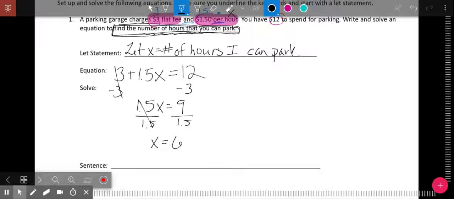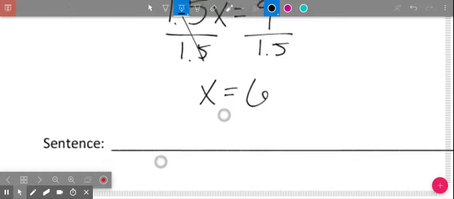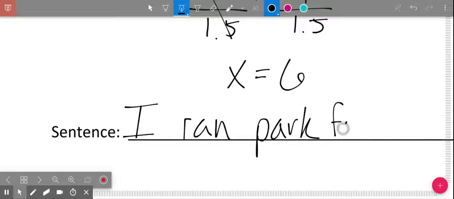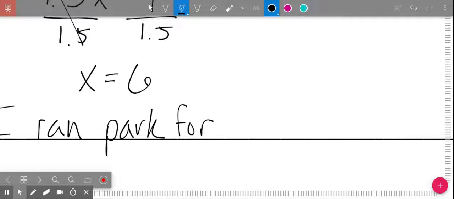And now we need to think, does that make sense? Does that answer actually make sense? Yeah, it does. It makes sense that I could park for 6 hours. If I had gotten a negative number, that would not have made sense. I can't park for a negative amount of time. Okay, so we can go ahead and write our sentence. I can park for 6 hours.